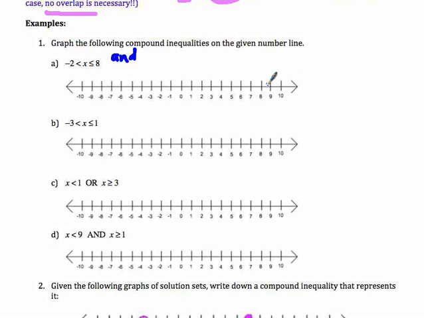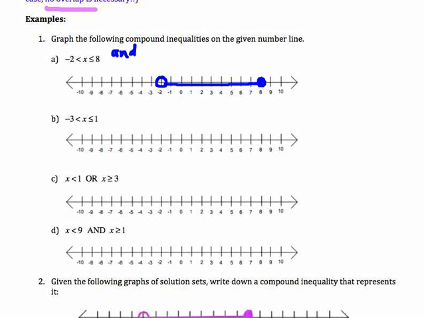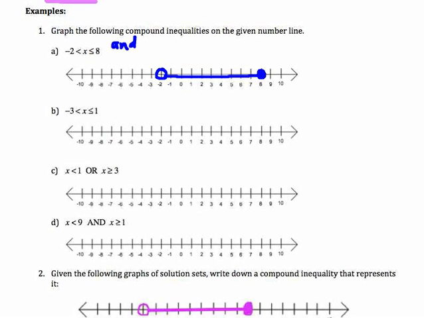And so in order to graph this, what we're going to do is move to 8, and we're going to put a closed dot because, as we can see from the inequality, the value 8 is included in the solution set. We are then going to move to negative 2, and in this case we are using an open dot because the number minus 2 is not included, and it is all numbers between those two, and so we're going to join those, and this represents the solution set of our compound or combined inequality.